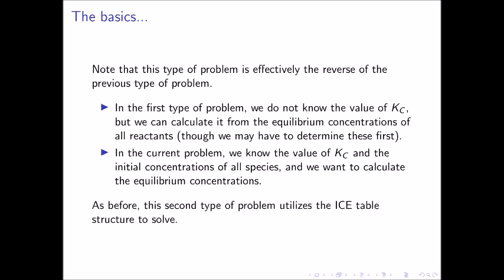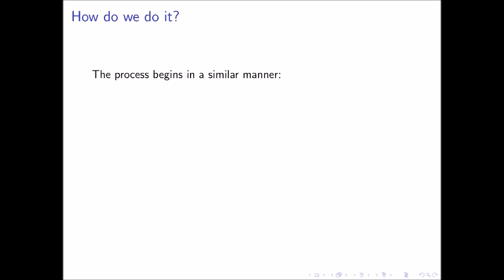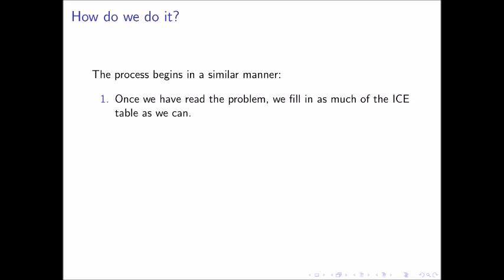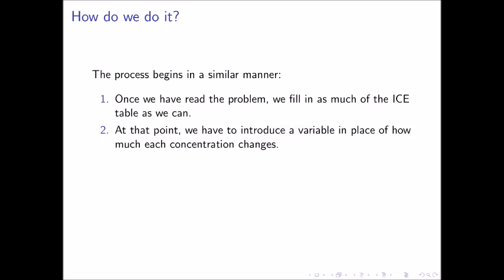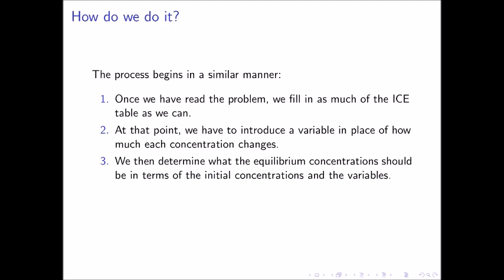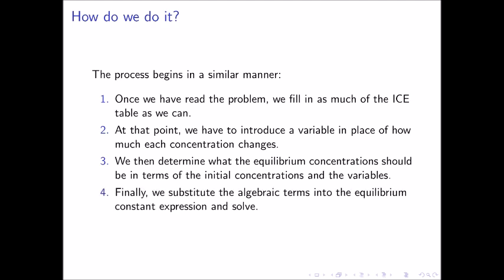As before, this second type of problem utilizes the ICE table structure to solve. The process begins in a similar manner. First, once we have read the problem, we fill in as much of the ICE table as we can. Second, we have to introduce a variable in place of how much each concentration changes. Thirdly, we then determine what the equilibrium concentration should be in terms of the initial concentrations and the variables. Lastly, we substitute the algebraic terms into the equilibrium constant expression and we solve.